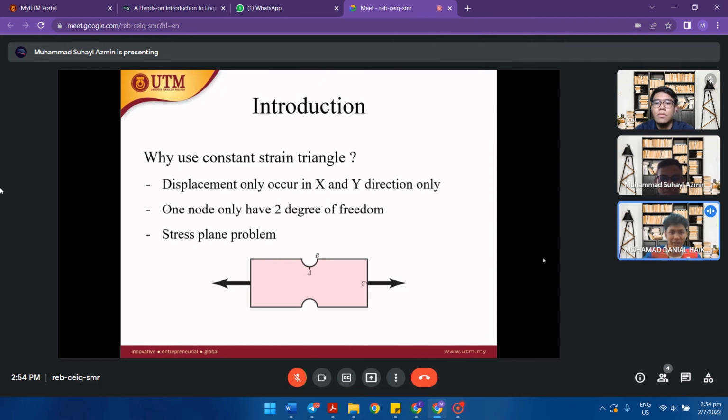This is because in CST, each node only has 2 degrees of freedom, which are in x and y direction. Thus, it makes CST a more suitable method to solve this problem. In CST, there are two types of problem, which are plane stress and plane strain problems. In this project, the plane stress problem is used because the thickness of the object is too small and it's not valid to use plane strain to solve this problem.